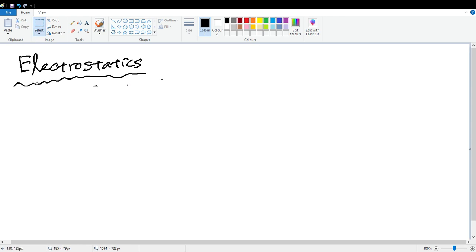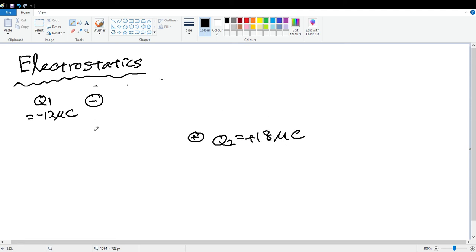So let's take an example. Let's say I have my negative charge and positive charge. This is considered to be my Q1, and my Q1 is actually negative 12 μC. This should be my Q2, and this is the positive 18 μC. This point is our main concern here, which is the electric field exerted at this point.